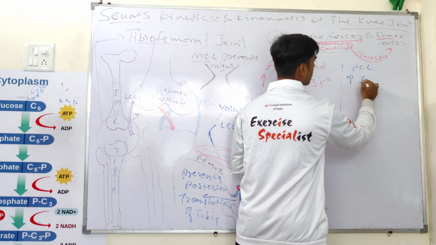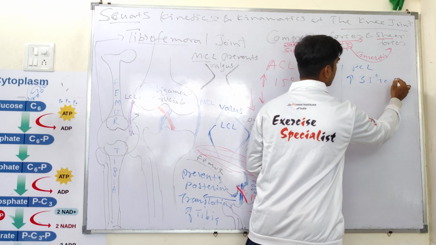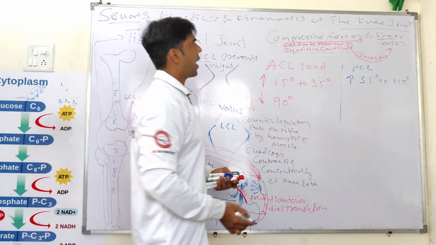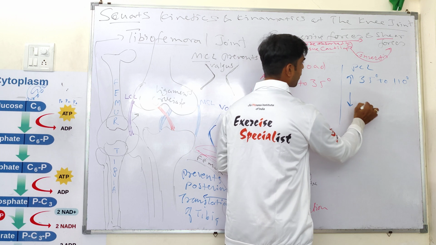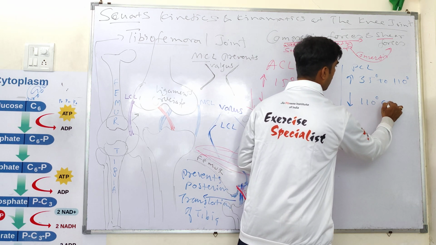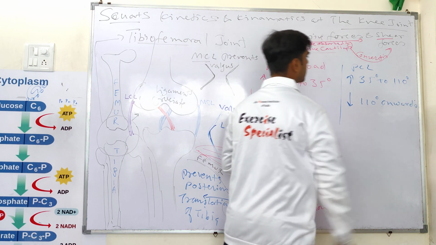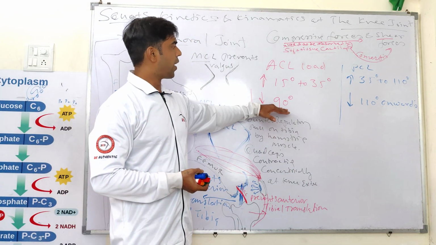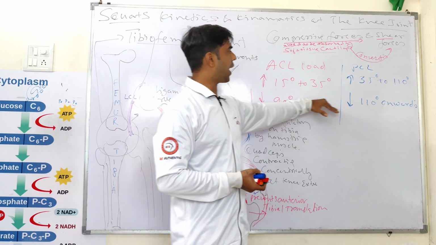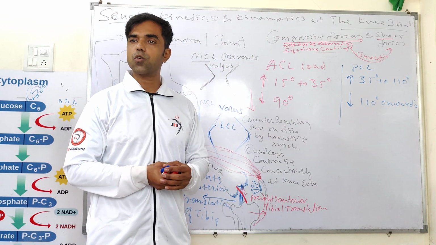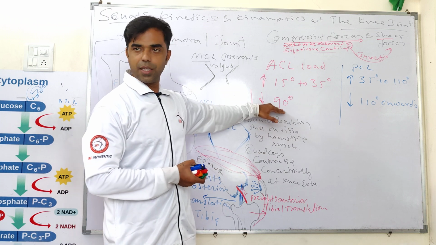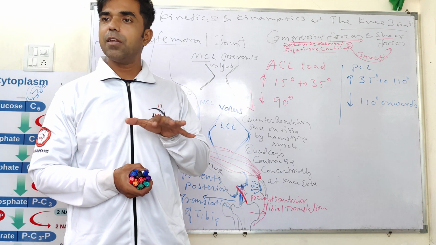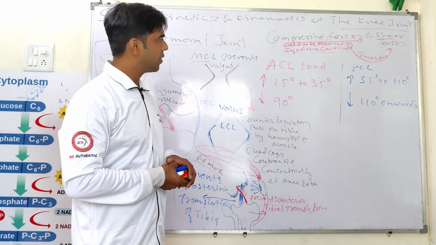PCL load increases from 35 degree to 110 degree, right? And these loads decrease from 110 degree onwards. Even the PCL is safe when you are squatting beyond 110 degree, right? So what is the correct phase of the squatting? Past 90 degree. Even many Olympic lifters need to go into full squat, deep squats, right?